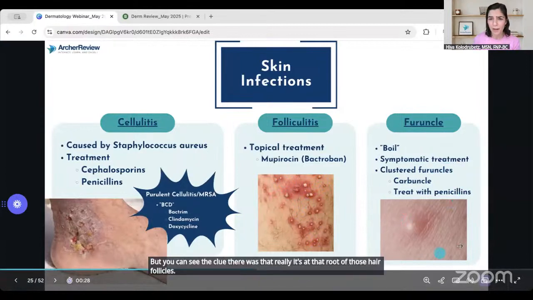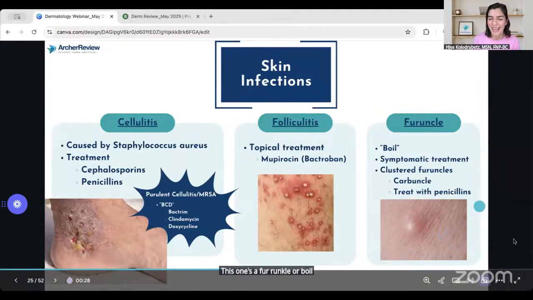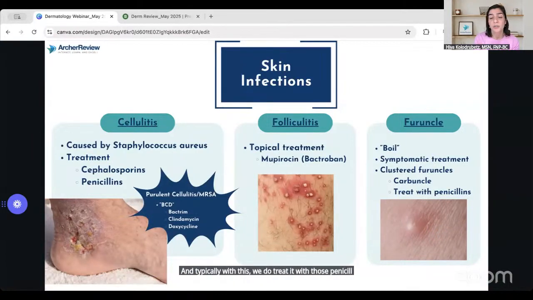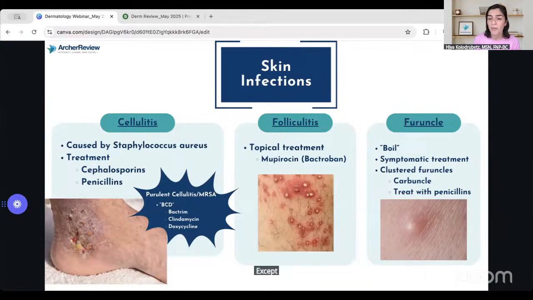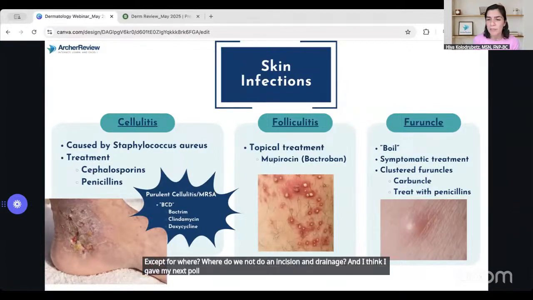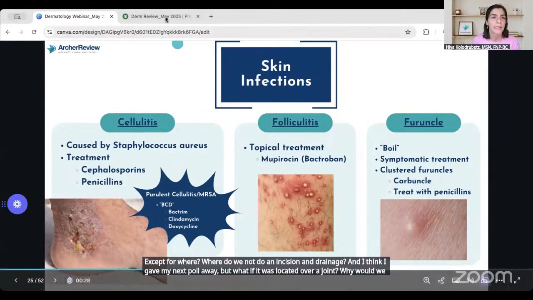This one's a furuncle or boil. I saw a lot of you got that, so awesome job. And typically with this, we do treat it with those penicillins. Typically, I do like to do an incision and drainage on these, except for where? Where do we not do an incision and drainage? And I think I gave my next poll away, but what if it was located over a joint? Why would we not be doing an incision and drainage?